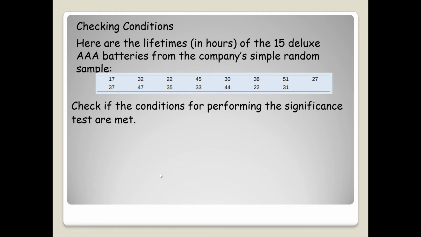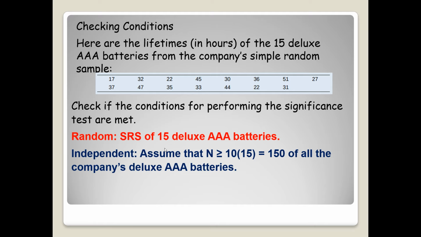Checking conditions. Here are the lifetime and hours of 15 deluxe AAA batteries from a company's sample below. Check if the conditions for performing the significance test are met. First, we have random. It says random right up top here. It will say simple random, so all you have to do is restate it in context. Doesn't have to be long. SRS of 15 deluxe AAA batteries. Check.